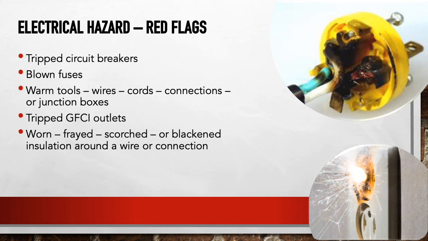So some red flags: obviously if a circuit breaker keeps tripping, don't just keep flipping it back and using the tool or equipment. There's a problem. Something needs to be fixed. Blown fuses, warm tools, wires, cords, connections, or junction boxes. Obviously, the smell of burning rubber is a pretty good sign something's wrong. If your GFCI keeps tripping, and also worn, frayed, scratched, scorched, or blackened insulation around a wire connection, these all are red flags that something needs to be changed, whether it's the cord or the tool itself. Sometimes the circuit breakers or the fuses can go bad. In those cases, change them out.